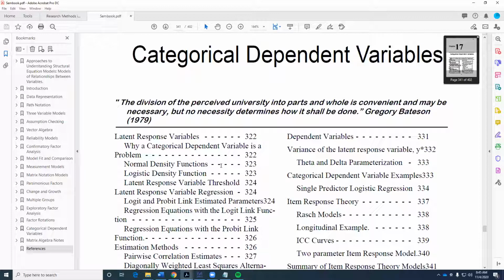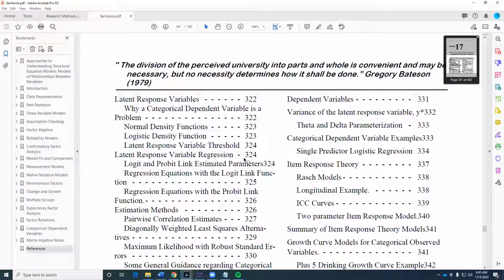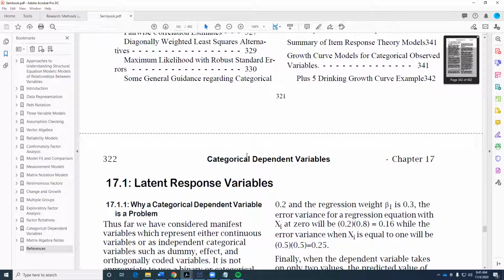One of the nice things about that is that categorical dependent variables with structural equation models actually correspond to the things that you would see if you take a class in item response theory. So that's another reason that this is a connection with other courses that you might be doing in graduate school. As you're reading that, take a look at it, and start to get into that over the weekend.